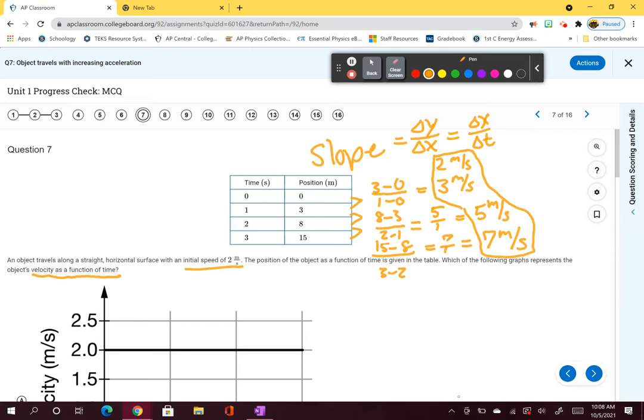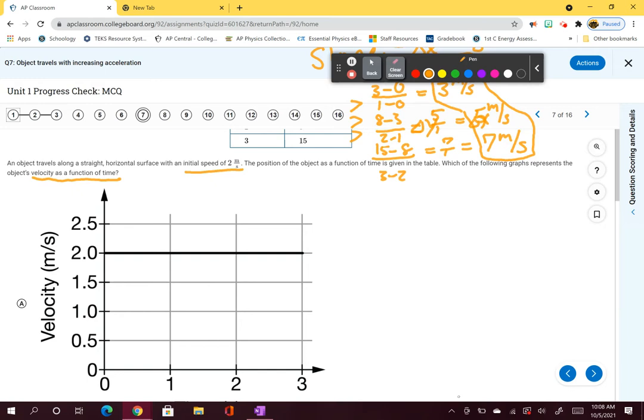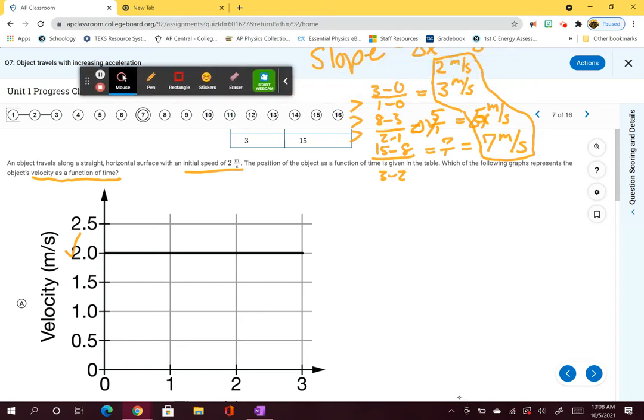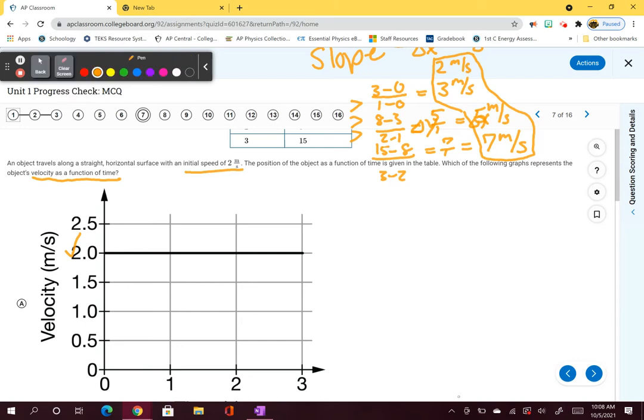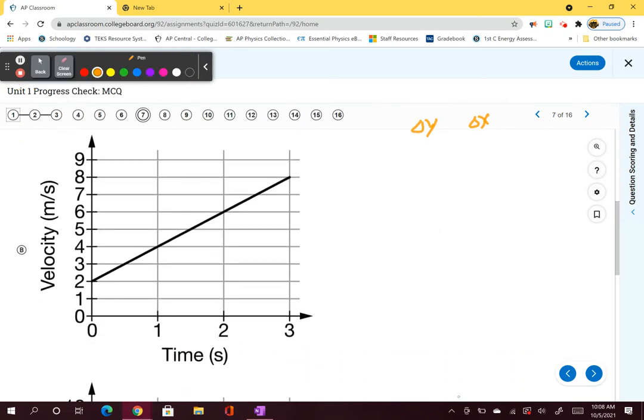So we need to find a graph that shows that our velocity is increasing. So let's look at the first one. So the first does start off at 2, so that's a good thing. But it's saying it's staying at 2. Well, our data up here shows that it's not staying at 2. It shows that it's increasing. So, not the right answer. Ooh, this one's looking promising. So it starts at 2. At 1 second, showing it went to 4, then 6, then 8. So it's showing that it's increasing.